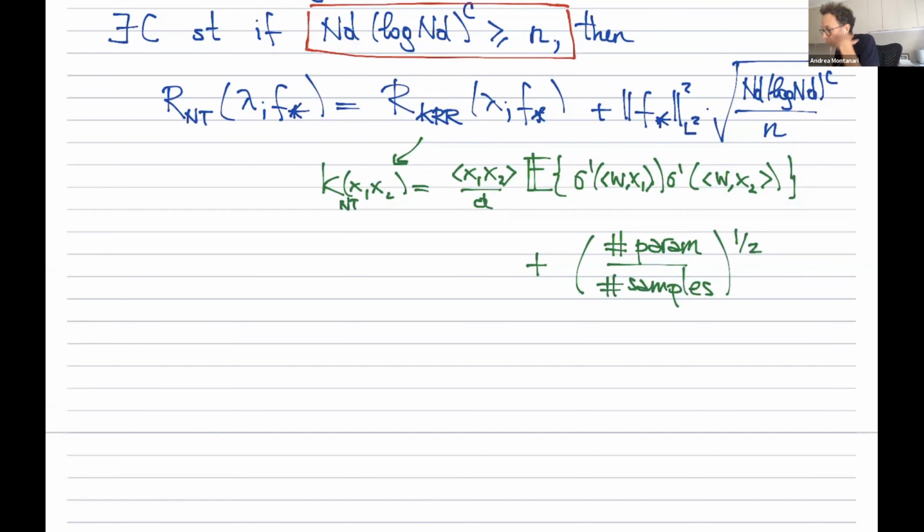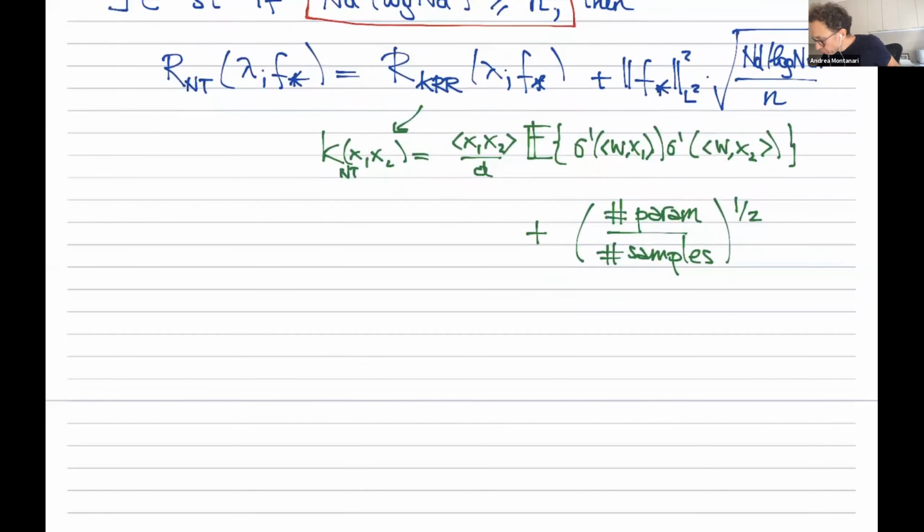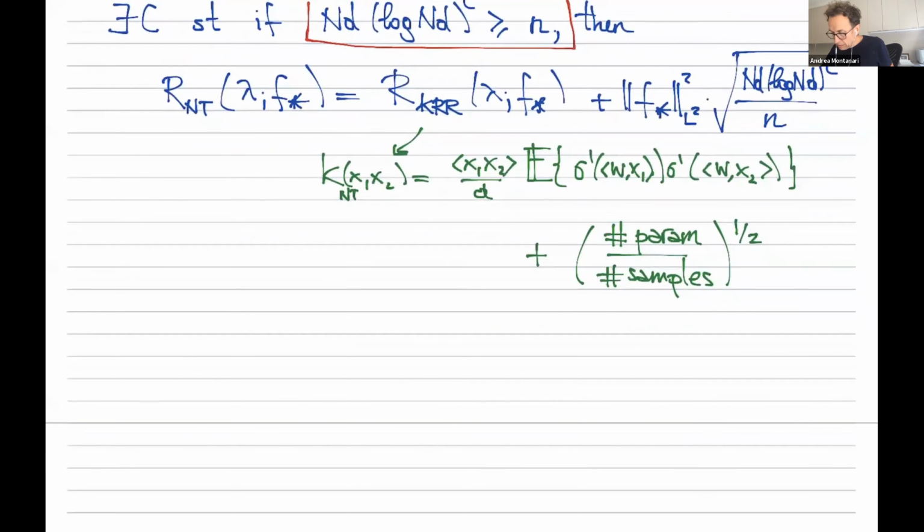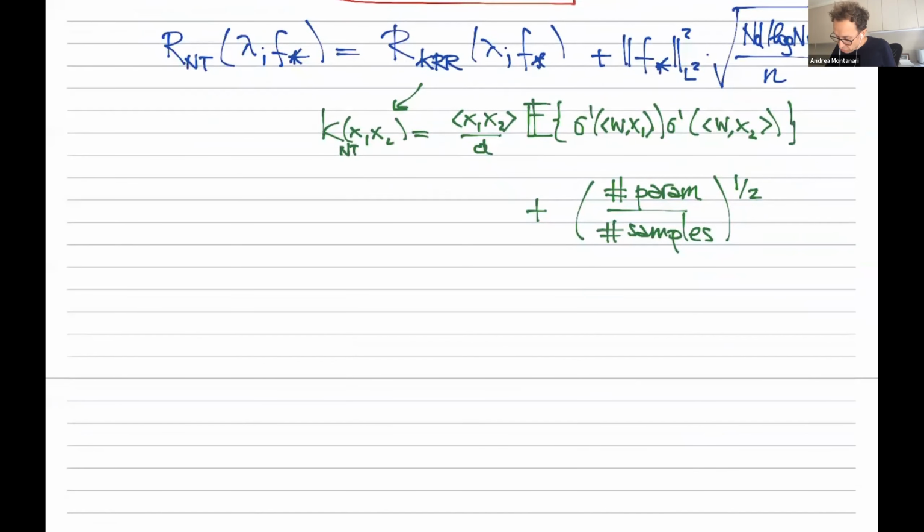Okay, so as soon as you are in the over-parameterized regime, the two start getting closer. To the best of my knowledge, this is the most accurate result of this type. In this case, it is limited to this special spherical distribution.